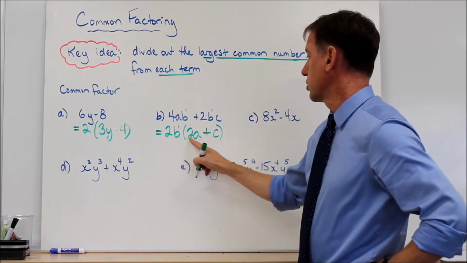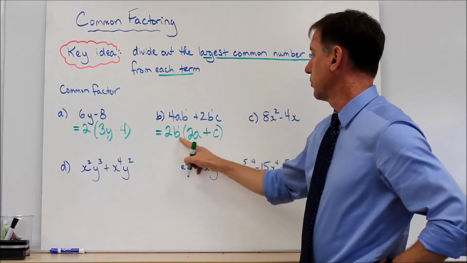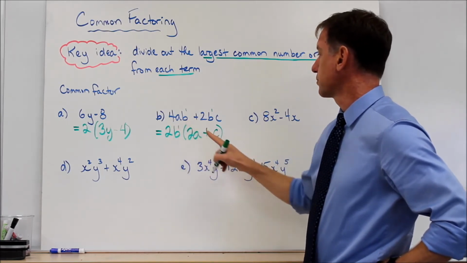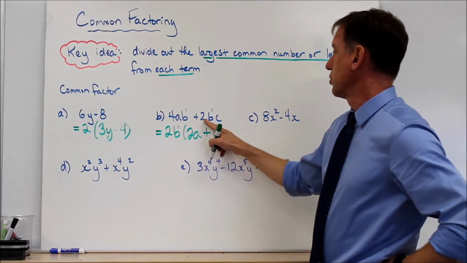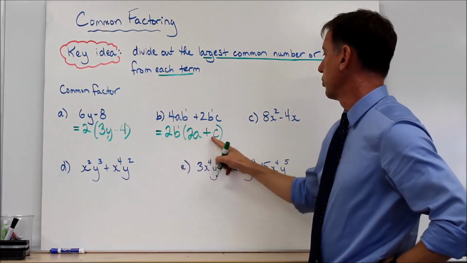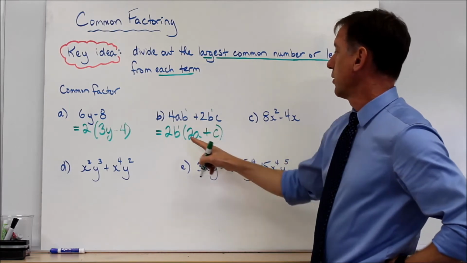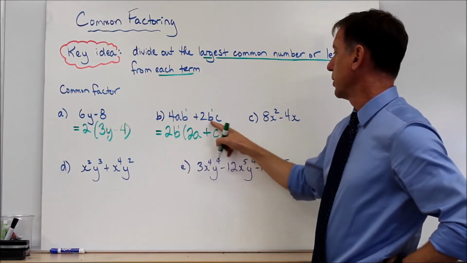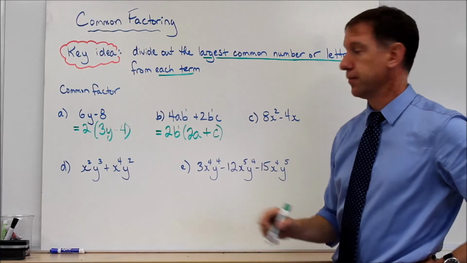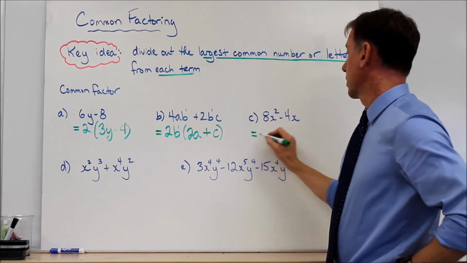So 2 times 2 is 4. A times B is AB. In the second part, 2 times 1 is 2. And then finally, B times C is BC. And that looks good.